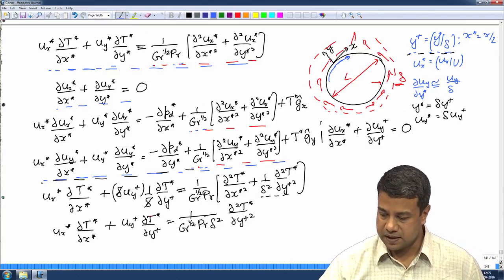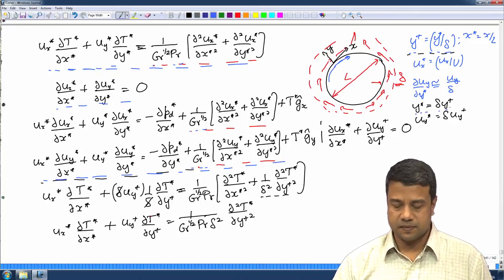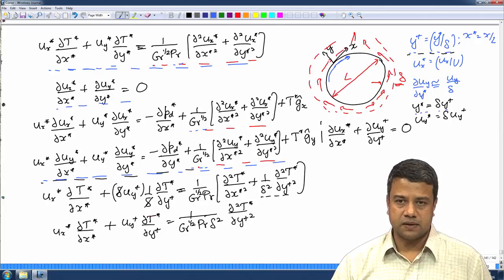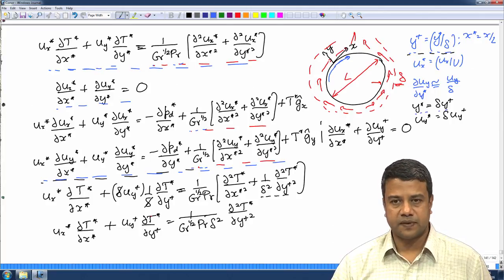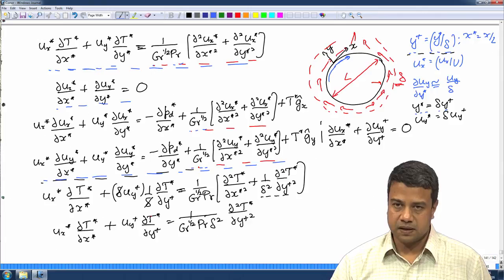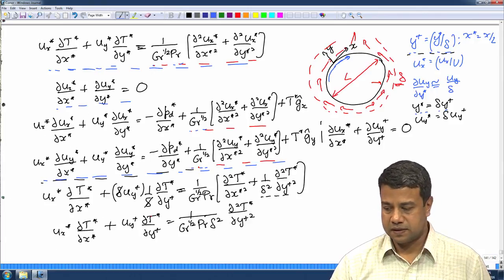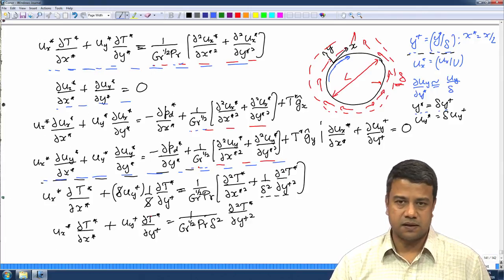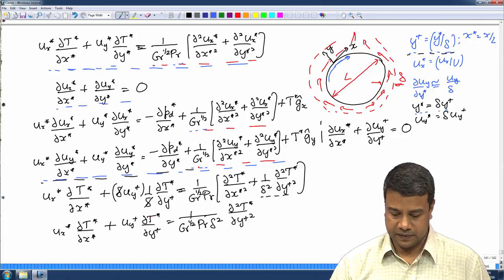Therefore, we had defined a scale distance delta such that y star is equal to delta times y plus, so that y star is order delta and y plus is order 1 within this boundary layer. Y plus is the eta that I had in my previous lectures. Okay. So, y star by delta is basically y plus.